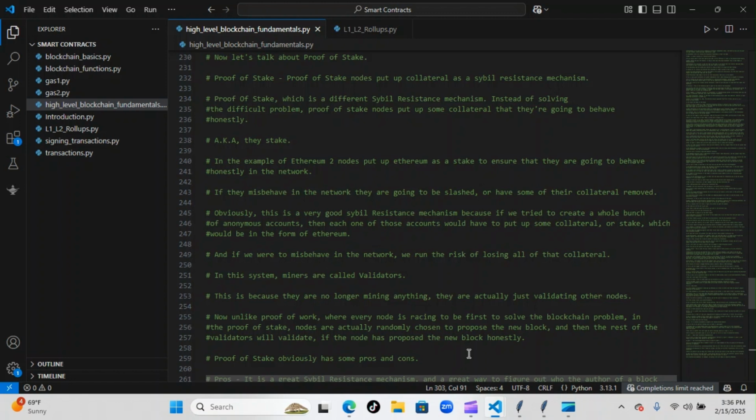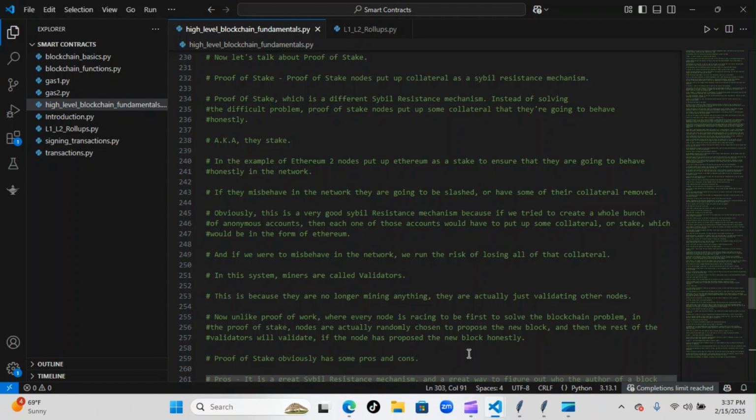Obviously, this is a very good Sybil resistance mechanism, because if we try to create a whole bunch of anonymous accounts, then each one of these accounts would have to put up some collateral or stake, which would be in the form of Ethereum. And if we were to misbehave in the network, we run the risk of losing all of that collateral. In this system, miners are called validators. This is because they are no longer mining anything, they're actually just validating other nodes.